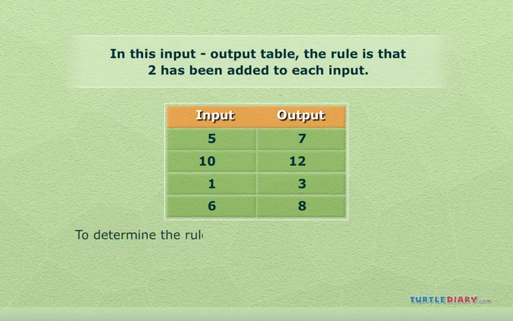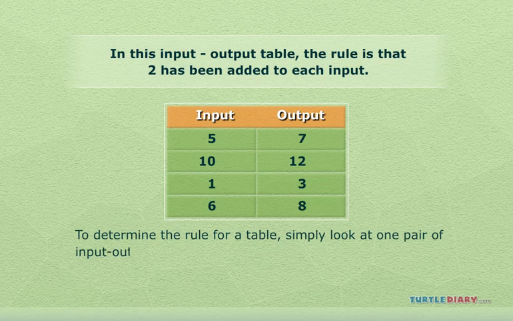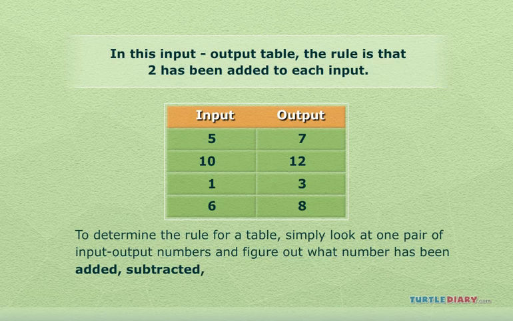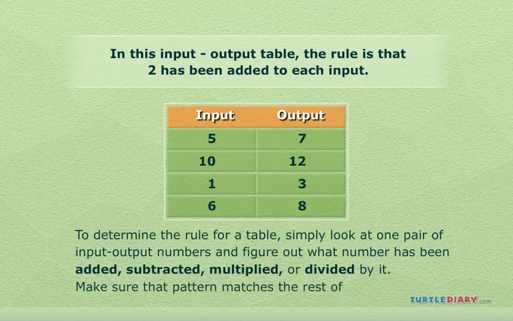To determine the rule for a table, simply look at one pair of input-output numbers and figure out what number has been added, subtracted, multiplied, or divided by it. Then, make sure that pattern matches the rest of the numbers.